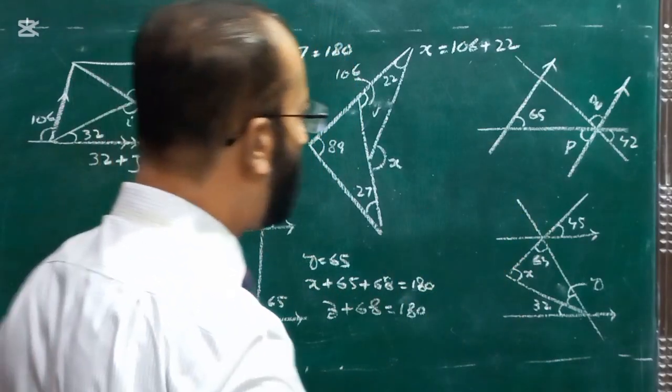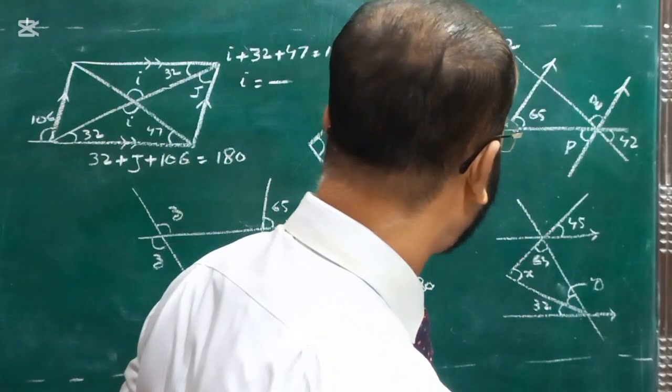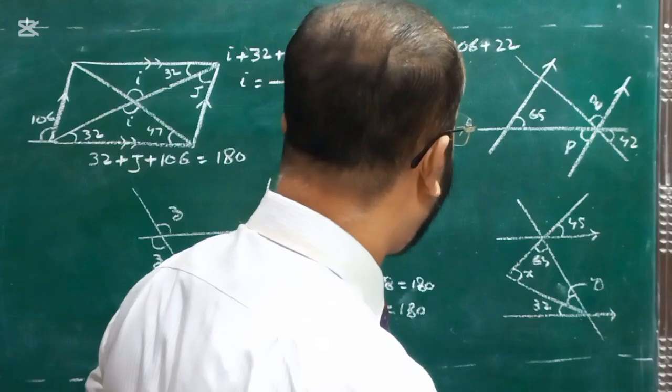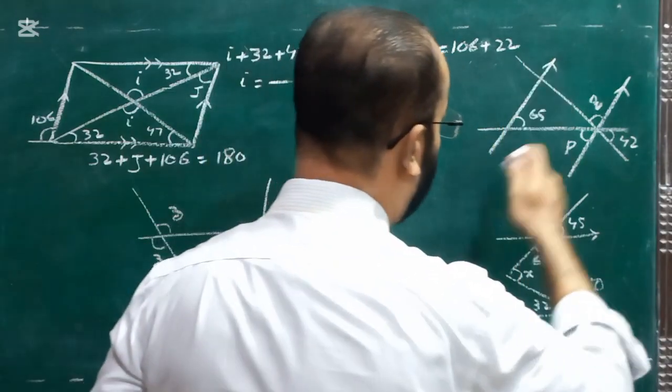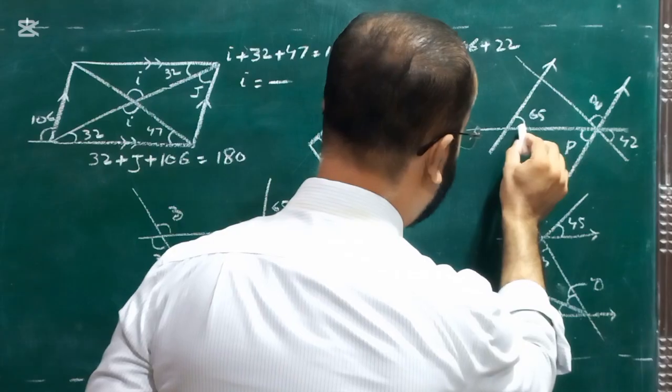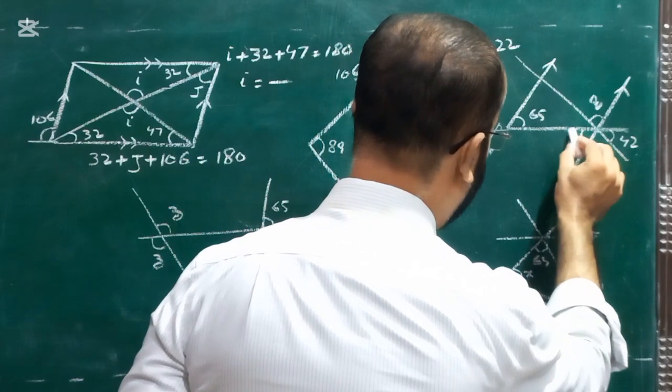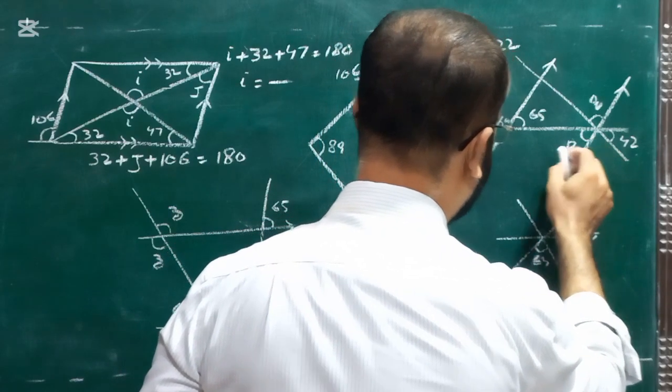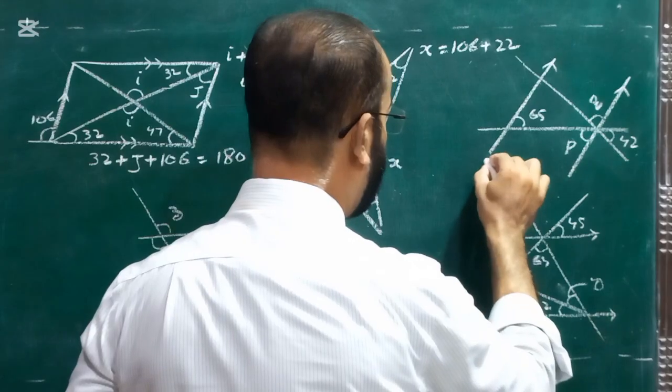Now, if you come into this question, these two are parallel lines. So, if this angle is 65, this is also 65 because of the alternate angles. So, P is equal to 65.